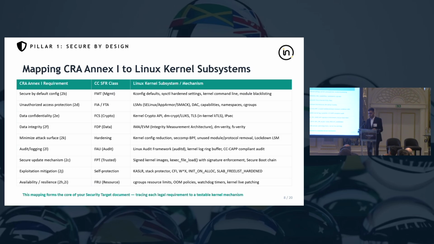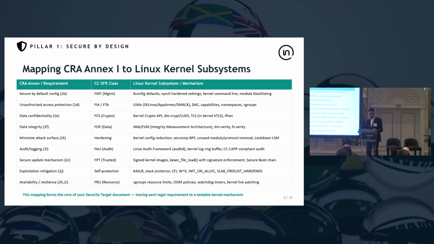So this is probably one of the most important slides. What I've tried to do here is map the requirements, the SFRs, with Linux and the corresponding CRA requirements. Now, point 2b requires your secure by default configuration. This could map to your FMT class, the security management class, and in Linux, this would mean your kconfig defaults, your sysctl configurations, and all your module blacklisting to ensure that no unnecessary, no unused modules are enabled or used within your kernel.